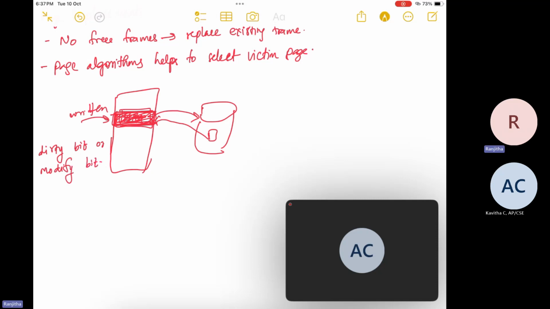So a dirty bit or a modify bit is used to identify if there have been some modifications made to this page, and this tells the paging unit on the operating system that this particular page needs to be written back to the secondary storage. So that's about the dirty bit.